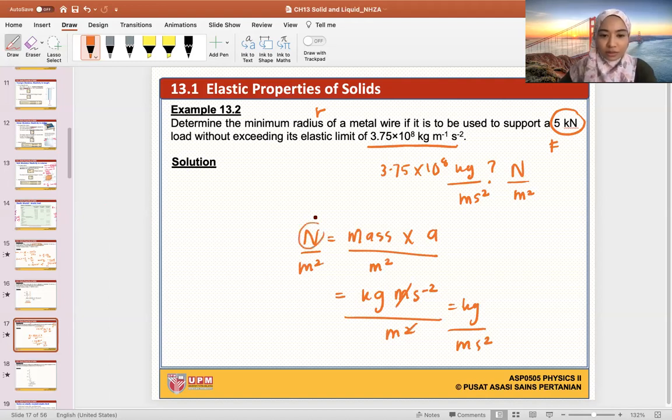Okay. What is Newton? Remember, F is equal to MA. F is Newton, so M is kilogram meter per second squared.